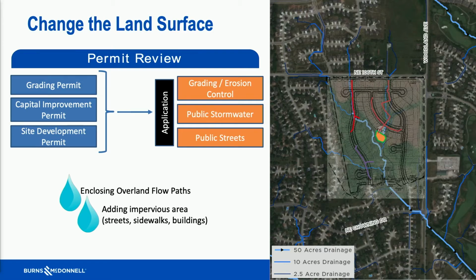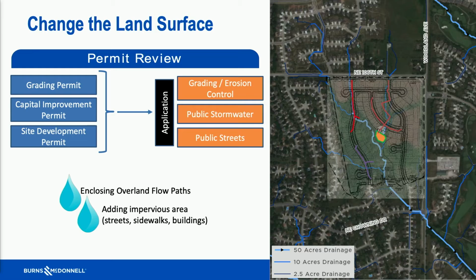So at this point, on the right of the screen, you can see blue overland flow paths that are going through this development. This is how water was naturally moving over the land. You can also see where we're starting to change that movement. So those red lines, those maroon lines, that's showing where we're enclosing those paths. So humans are going to start to try and control the way water is moving through this development.